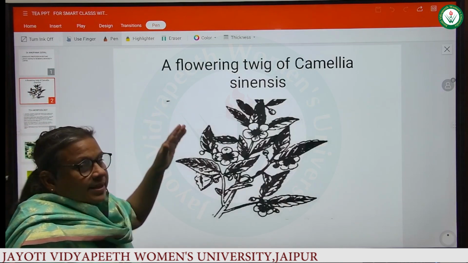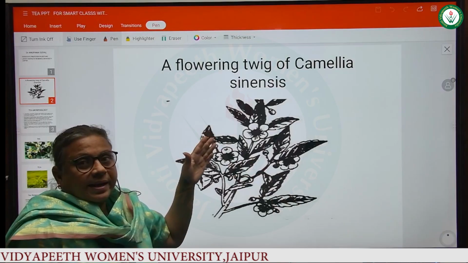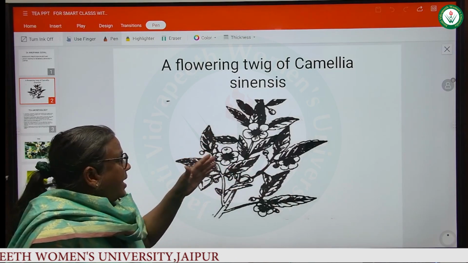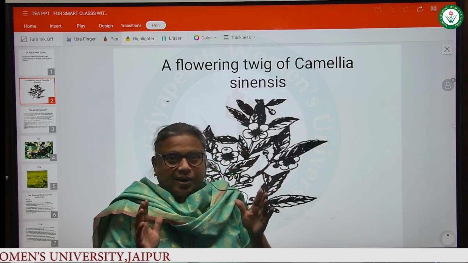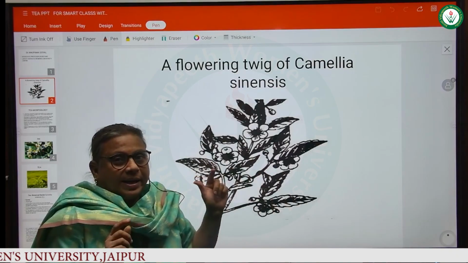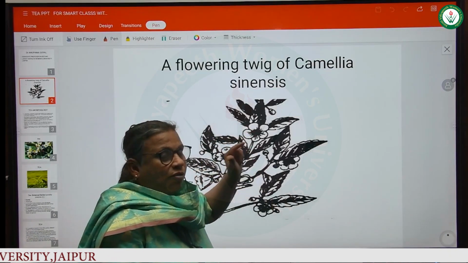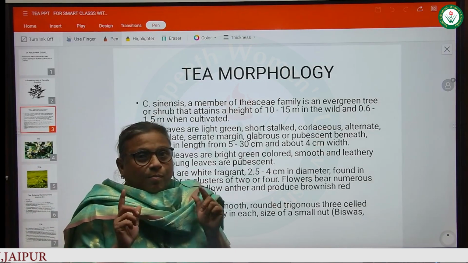Here in this diagram, you are seeing a flowering twig of Camellia sinensis. The botanical name of tea is Camellia sinensis. Students, this is the flowering twig of Camellia sinensis. Now I talk about the tea morphology.